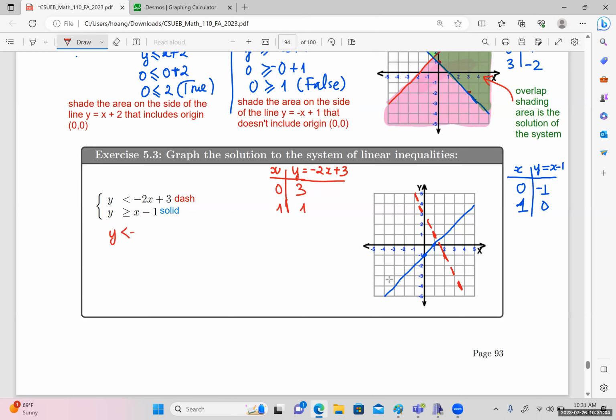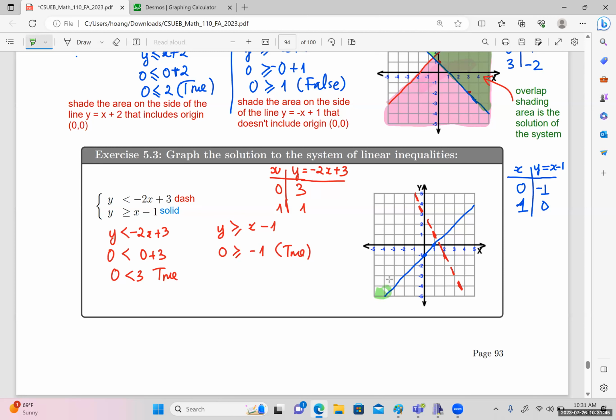for y less than negative 2x plus 3, we have 0 less than 0 plus 3, with 0 less than 3. Is that true? Right, true. And then the other one is going to be y greater than or equal to x minus 1. 0 greater than or equal to negative 1. Is that true? True. So they are both true. We need to shade the area that includes 0 for both of them.